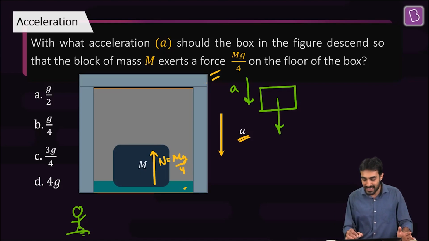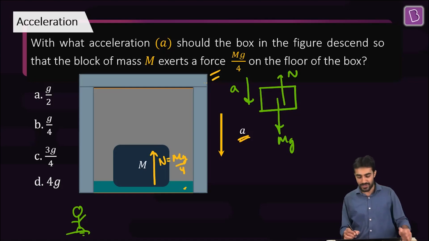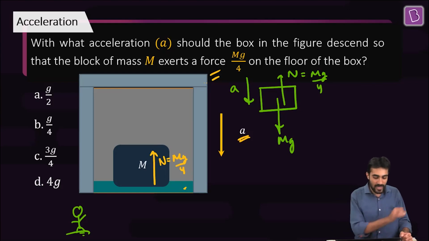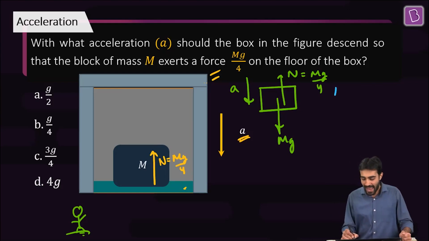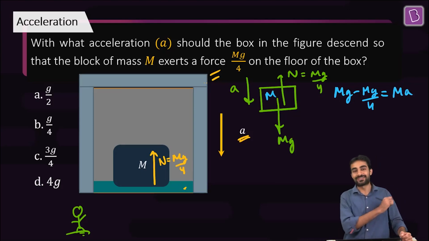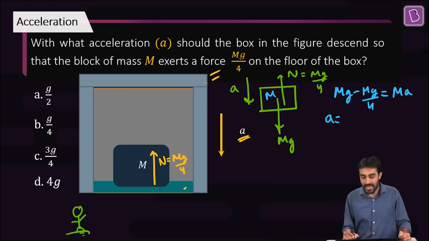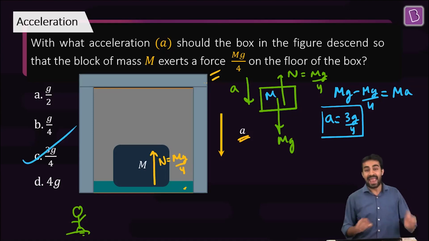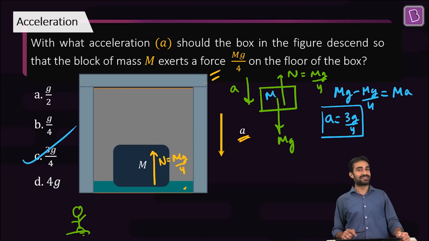Alright, there is mg in the downward direction and there is some normal reaction in the upward direction. Normal reaction is equal to mg by 4. Alright, now what is the equation? The equation goes like this. mg minus mg by 4 is equal to ma, mass times acceleration. Right, this is the equation from Newton's second law. And the acceleration from it is coming out to be 3g by 4. Can you see the right option? Yes, option C is the right answer for our question.